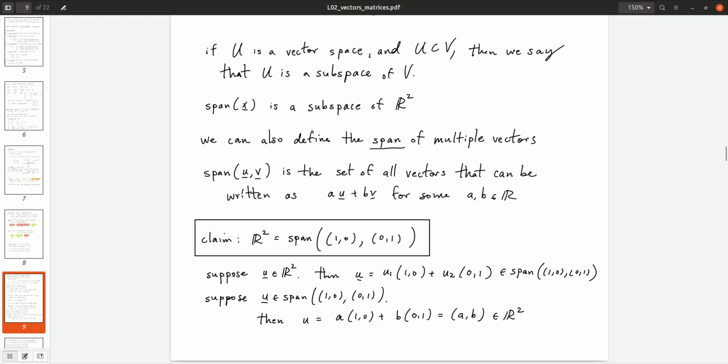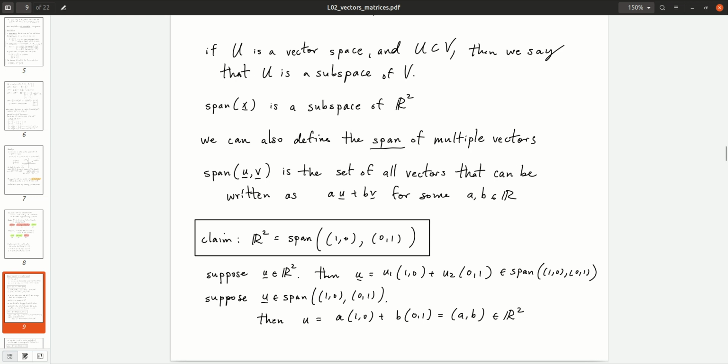What it means for two sets to be equal is that if you have a member of the one on the left, R2, then it's automatically a member of the one on the right. And if you take a member of the one on the right, the span of (1, 0), (0, 1), then it's automatically a member of the one on the left, R2. So the way you check such a claim is you take an element of the one on the left and show that it's automatically a member of the one on the right. And then you also have to take a member of the one on the right and show that it's automatically a member of the one on the left. So that's how we're going to prove this claim here.